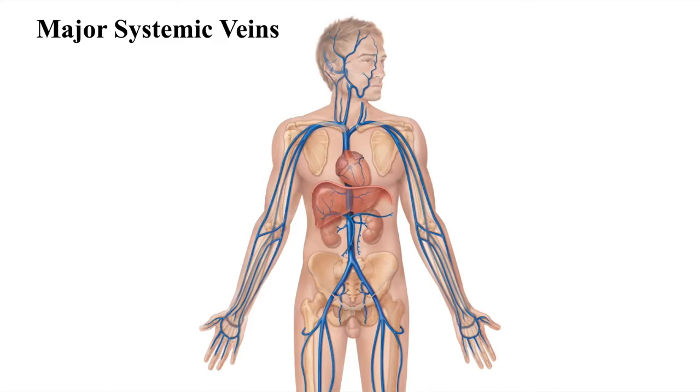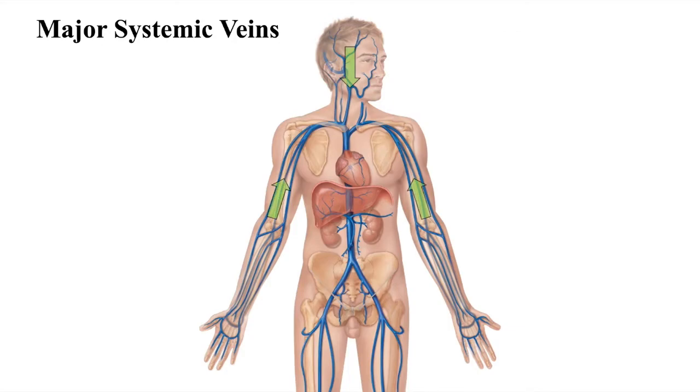Arteries are generally located in deep, well-protected areas of the body. However, many veins follow a more superficial course and are often easily seen and palpated. Many deep veins parallel the course of major arteries, often with identical names.